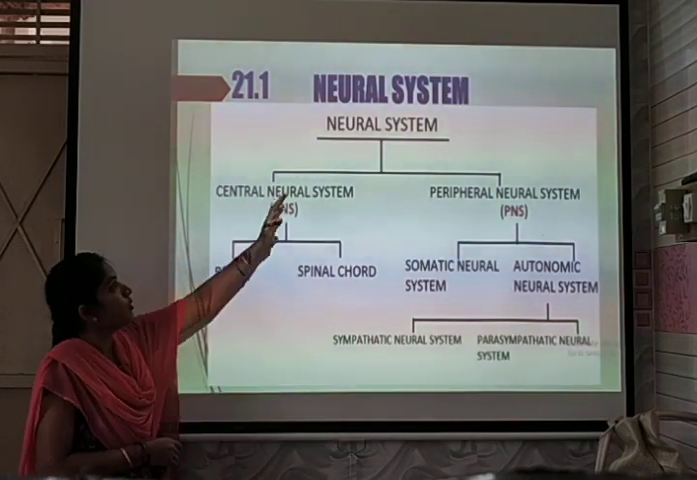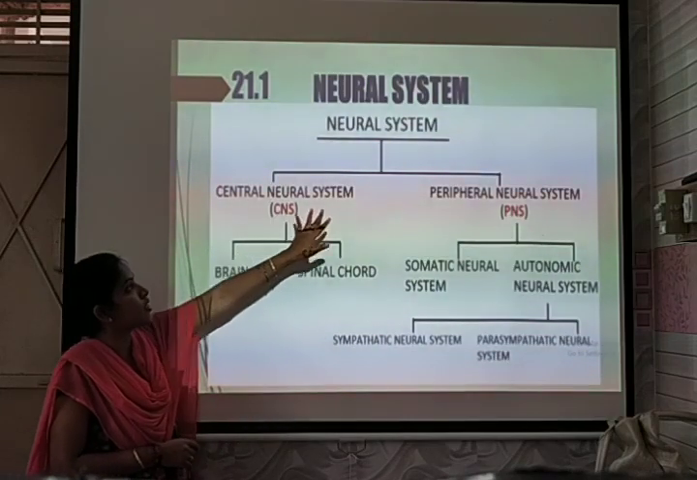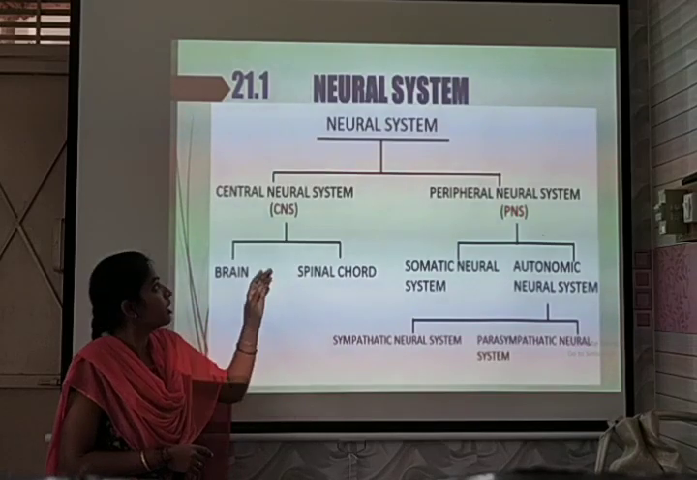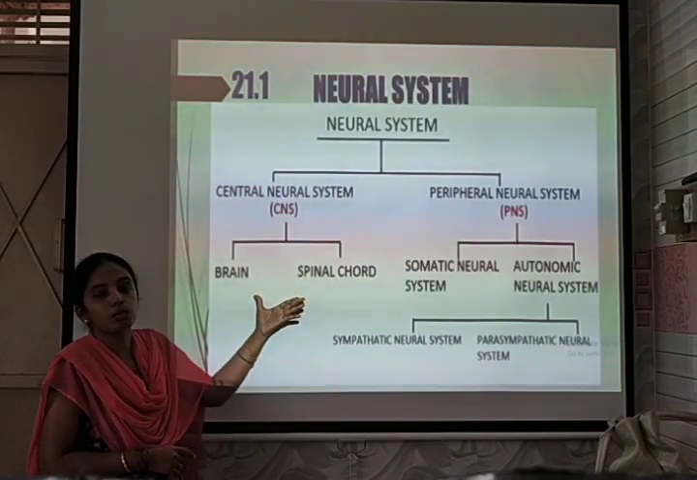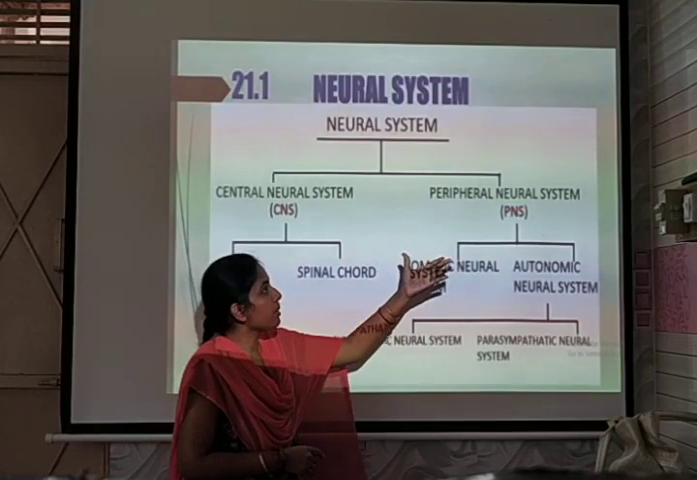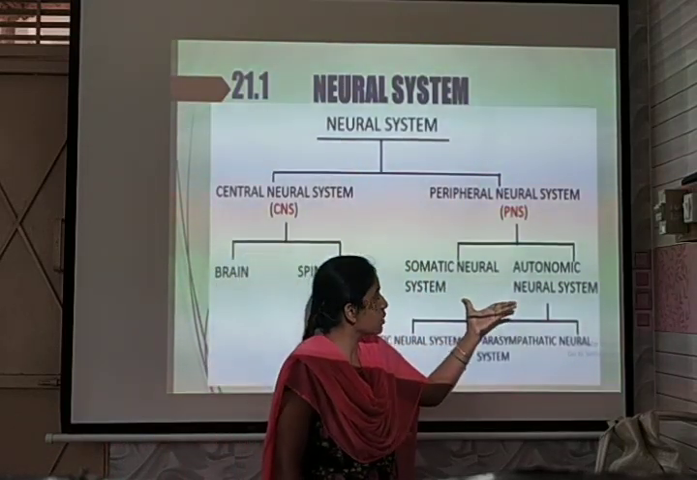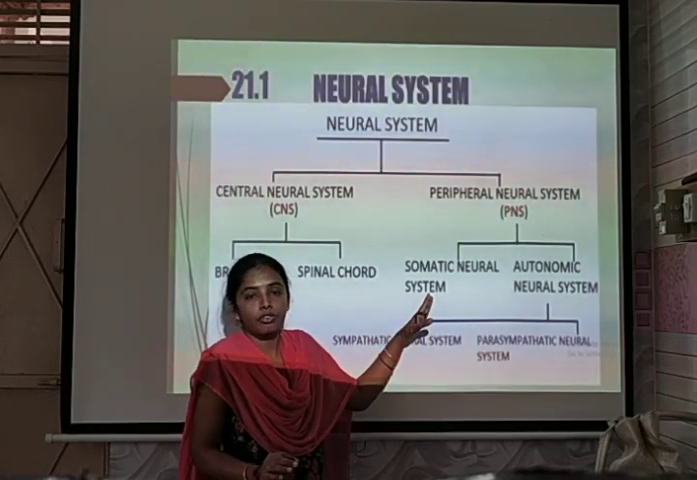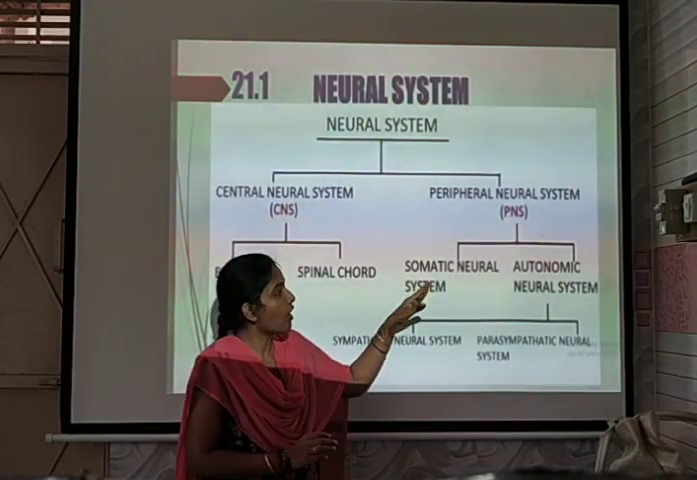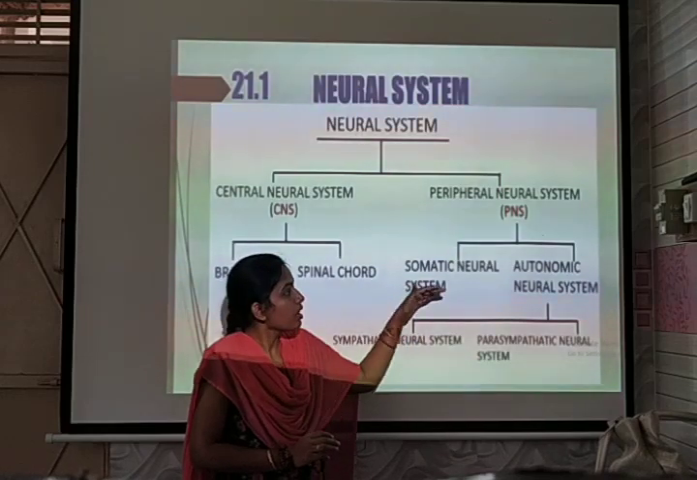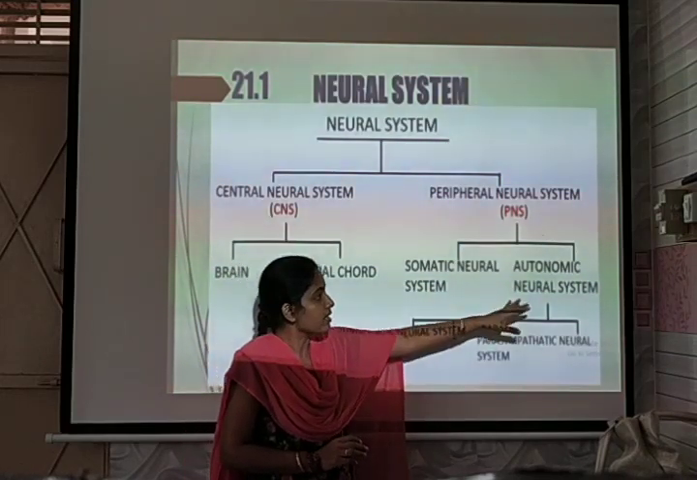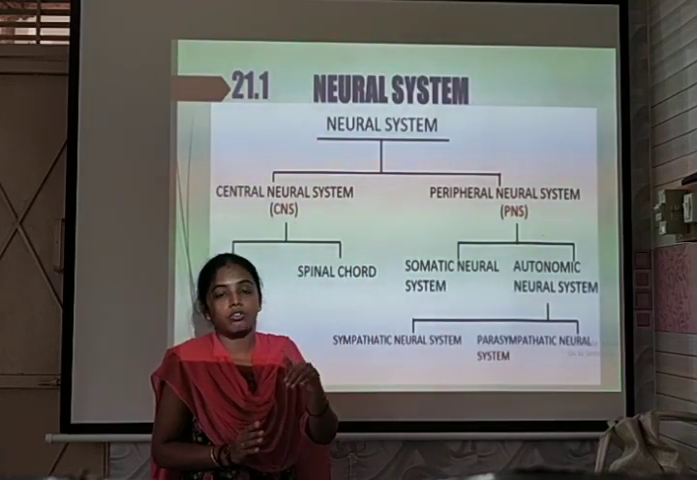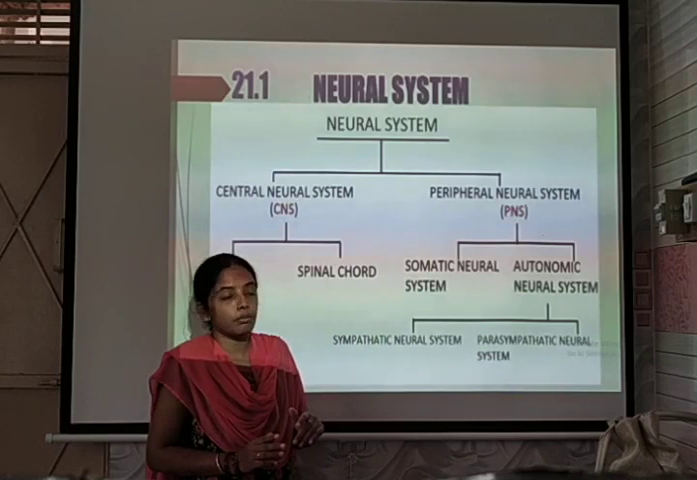And next, the neural system has been categorized into two regions, which are called central nervous system and peripheral nervous system. The central nervous system has been subdivided into brain and spinal cord, whereas the peripheral nervous system consists of somatic neural system and autonomic neural system. The somatic neural system is helpful for responding to the stimulus of voluntary muscles. So that involves the skeletal system, whereas the autonomic neural system is helpful for controlling and coordination of the stimulus of internal organs, that is called involuntary muscles.